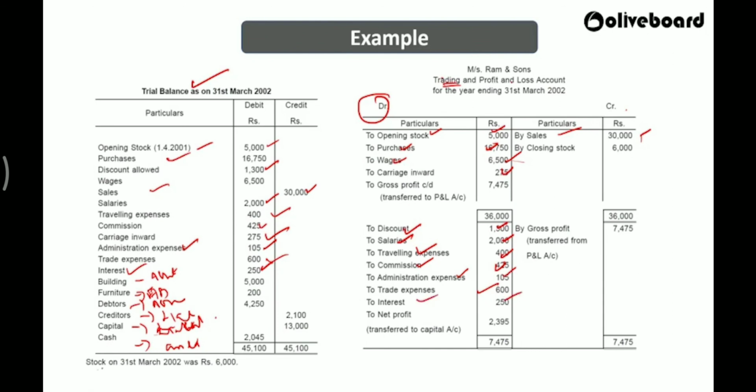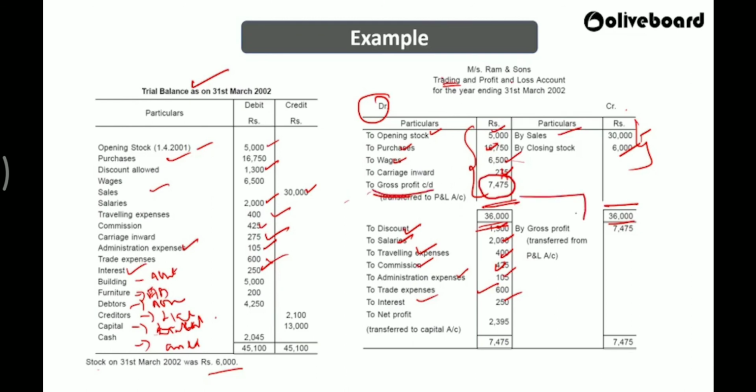See here, stock as on 31st March is 6,000, which is closing stock. Where will it come? It will come on your trading account, right? So which side? Credit side. So I parked it under credit side, closing stock. Now shall I balance the trading account? If I balance the trading account, my income side is greater than my expense side. So I have a gross profit. So 36,000, I'll write on both sides, 36,000, 36,000. And then I'll minus all my expenses and arrive at a figure of 7,475, which is called gross profit.